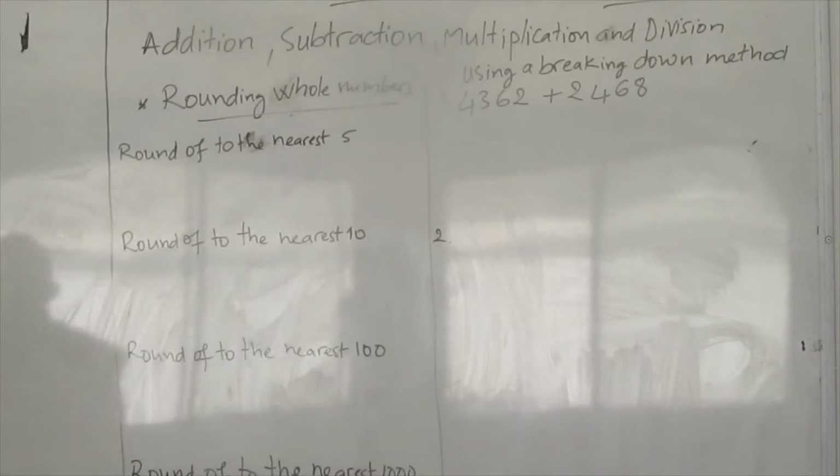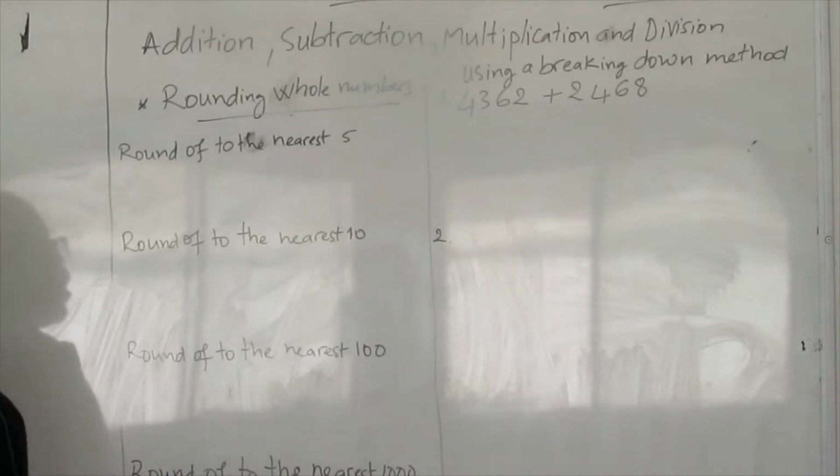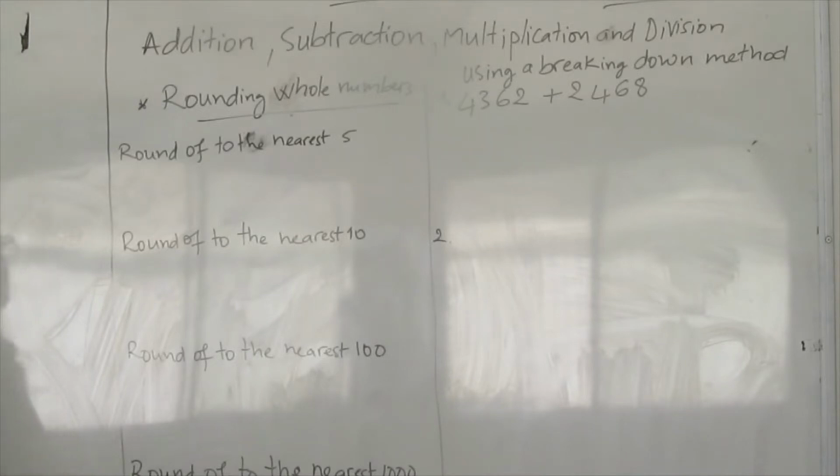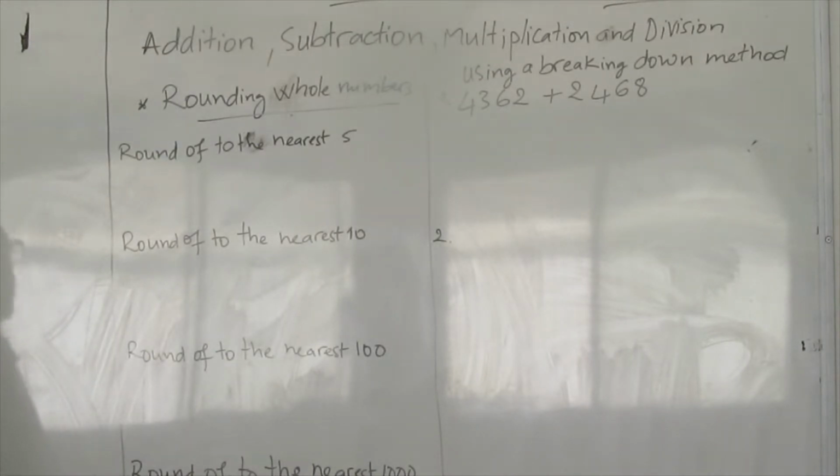Okay. So with grade 4, grade 5, let us start first with what we did yesterday. Rounding whole numbers. So the first one we say round off to the nearest 5, round off to the nearest 10, round off to the nearest 100, round off to the nearest 1,000.